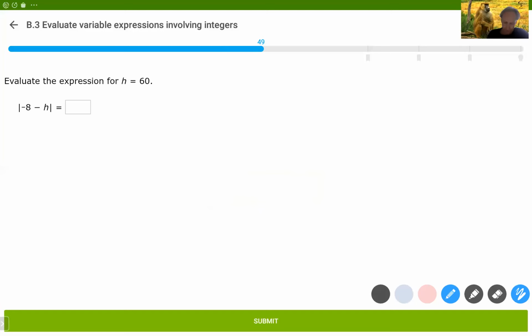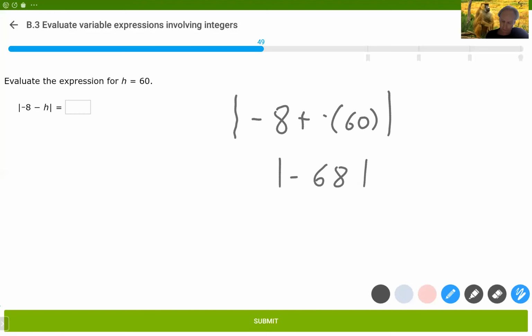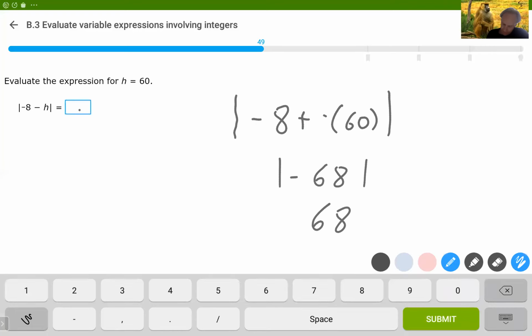Oh, this one's much more interesting. So we have an absolute value. We have a -8 minus 60. The h is 60, and we are subtracting these. But again, I like to think of subtraction as adding the opposite. -8 plus -60 is -68, and we're taking the absolute value. This is the distance from 0 on the number line, or the positive part. So it's always positive when you take the absolute value, 68.